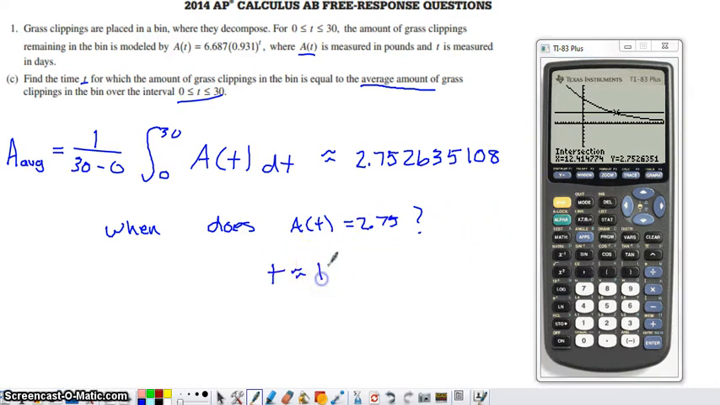So I'm going to round this off to 12.415 days. So 12.415 days into the decomposition process, the amount of grass in the bin is equal to the average amount that was in the bin over the course of that 30-day stretch.